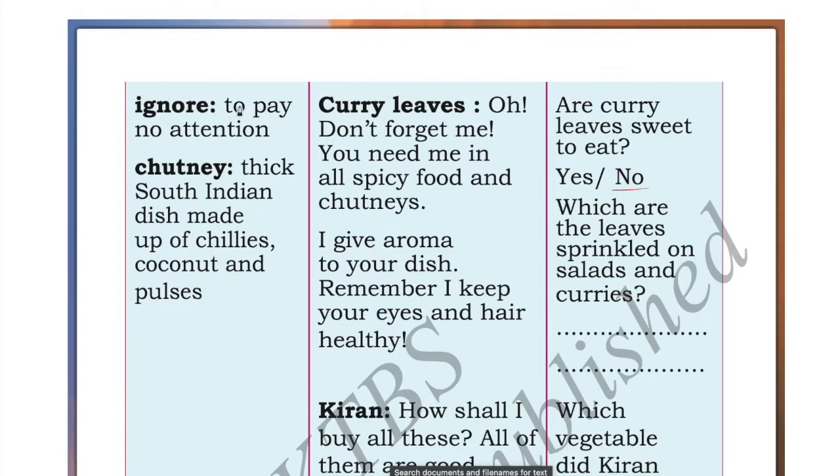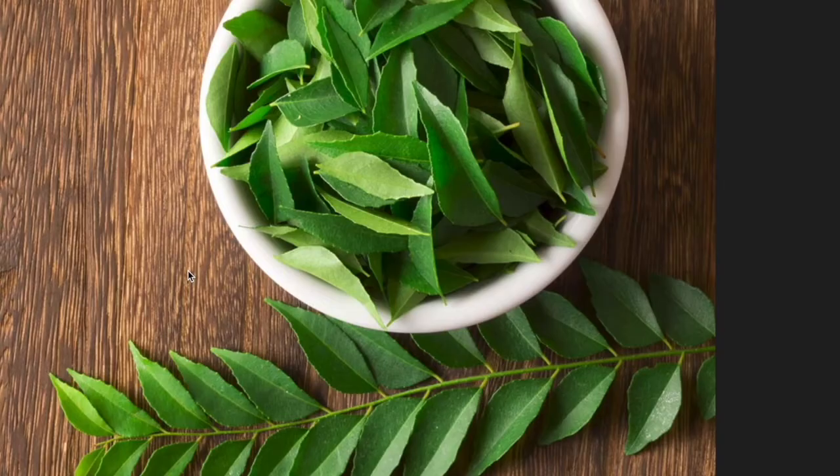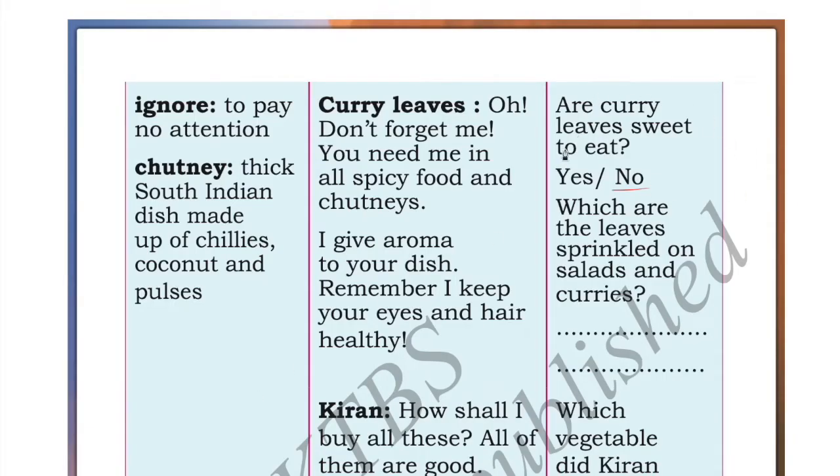Now, the glossary part here is, to ignore is to just pay no attention to something. And we all know what chutney is. It's a thick South Indian dish made up of chilies, coconuts, and pulses. Now, let's take a look at what curry leaves look like. So, this is nothing but karbevin soppu. And let's try to answer this question. Are curry leaves sweet to eat? So we know that they're not. So no, curry leaves are not sweet to eat.